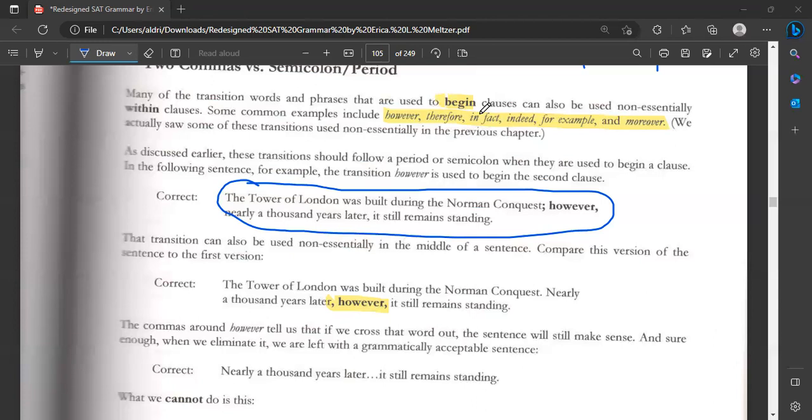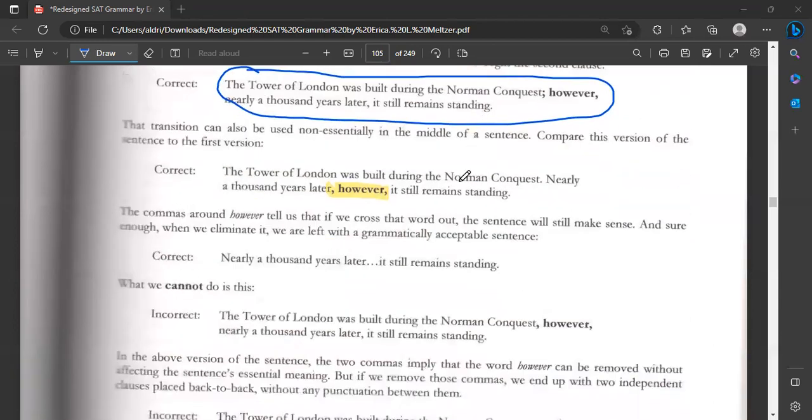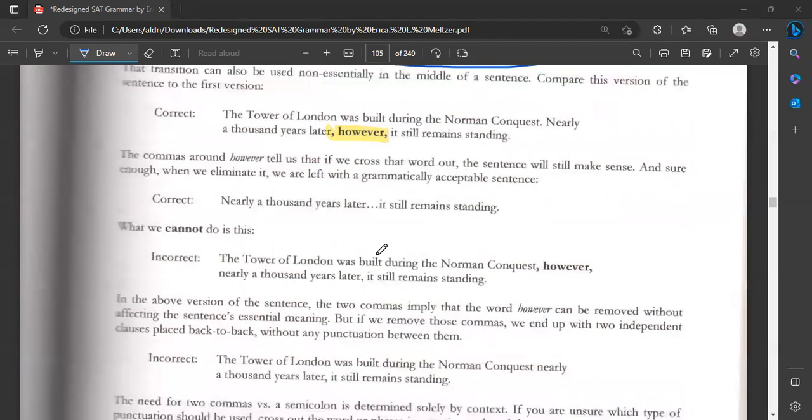Now, why am I explaining this transition? I'm explaining this because I want you to realize that the word however is actually important in this case. What happens if we cross it out? Can we use the sentence without it? We can, but if we do, we should use it properly. Like in this case: the Tower of London was built during the Norman conquest nearly 1,000 years later. However, it still remains standing.